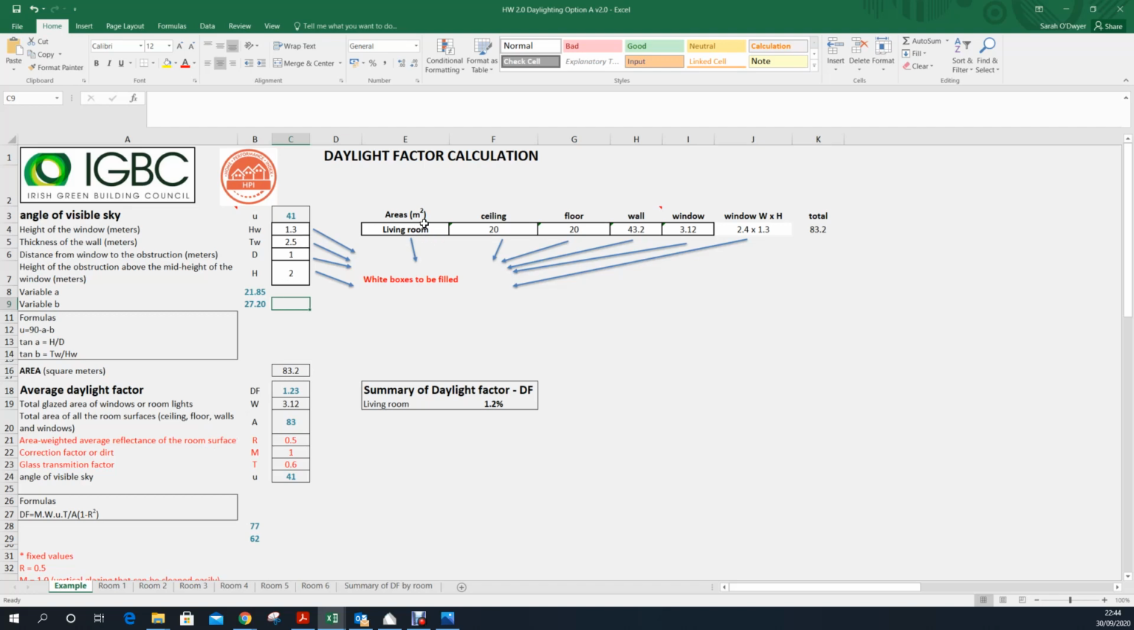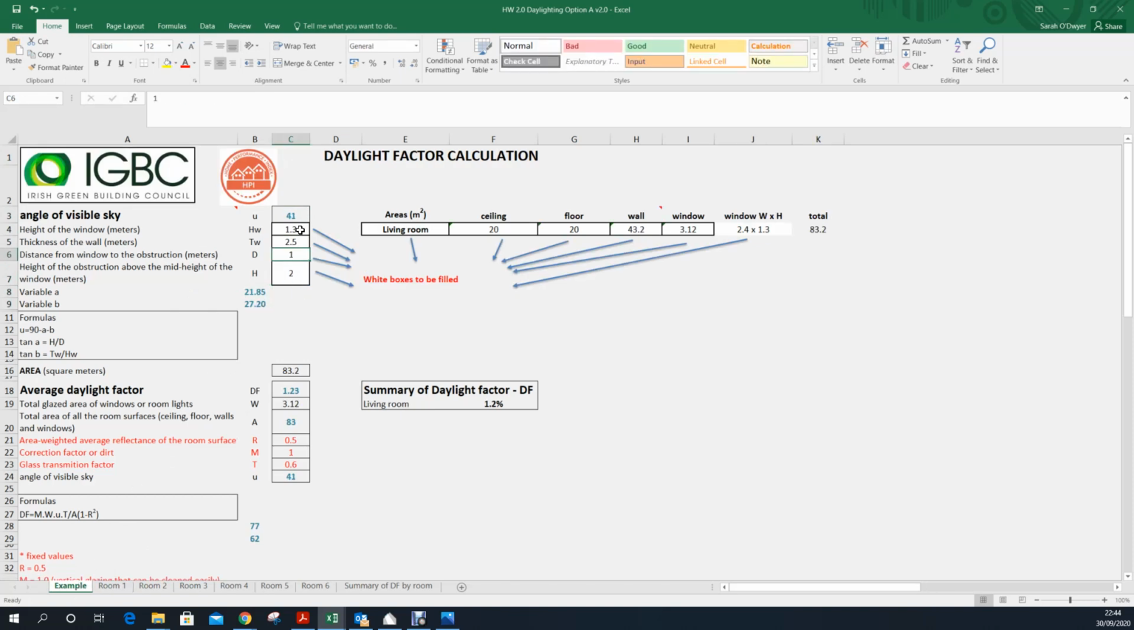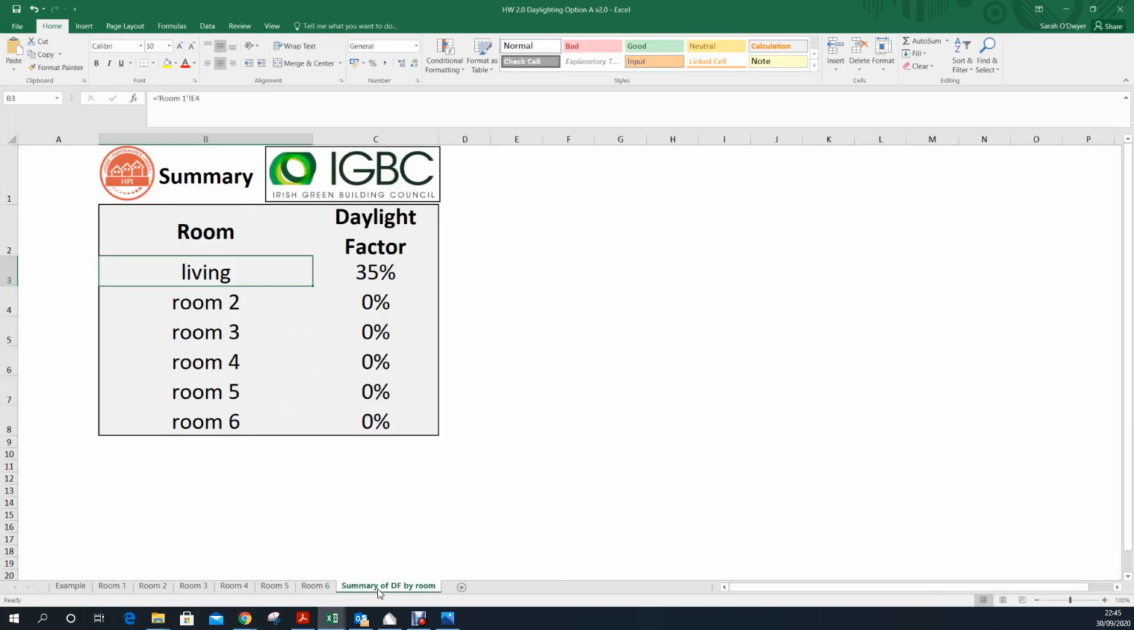This is good. You put in the name of the room, the area of the ceiling, the floor, the wall, and the window dimensions, and you get a total here. You only input in the white boxes. These are given. If you double click, it should work. Maybe it's because it's an example. Let's go into room one. If you double click like any Excel spreadsheet, here it is, the formulas, how it's being calculated. You put in the height of the window, the thickness of the wall, the distance from the window to obstruction outside, and the same thing for the height. That tells you how much sky is available and therefore how much light is available, and the average daylight factors are calculated. You do that for each of those rooms and then it will summarize it for you here.